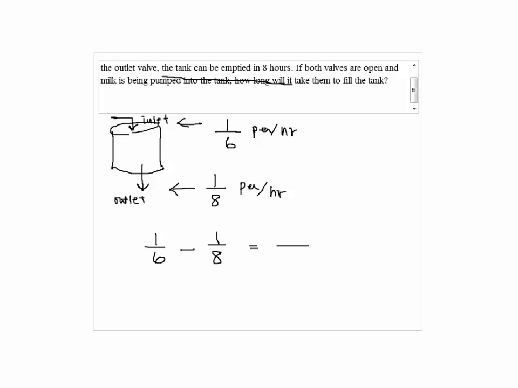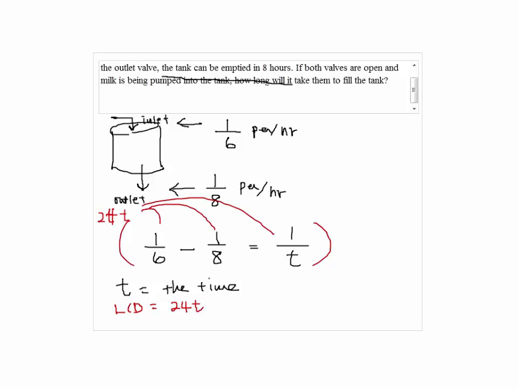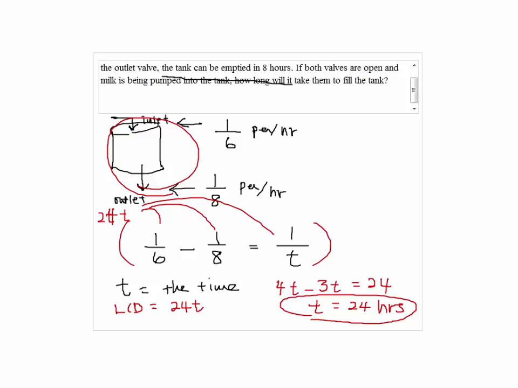Since we do not know how long it takes the tank to be filled, we let t be the time. So that will be 1/t on the right hand side. The LCD here is 24t. So multiplying 24t on both sides, we have 4t minus 3t equals 24. So t equals 24 hours. So in 24 hours, the tank can be filled completely.